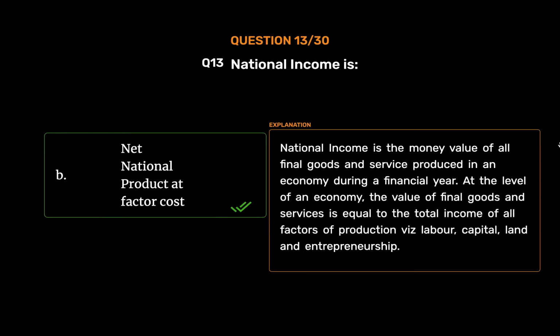National income is the money value of all final goods and services produced in an economy during a financial year. At the level of an economy, the value of final goods and services is equal to the total income of all factors of production, viz. labor, capital, land and entrepreneurship.